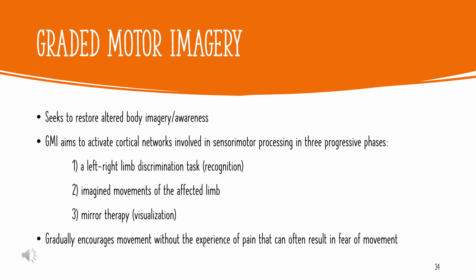The second is imagined movements of the affected limb. This goes back to that mental rotation I was talking about earlier in the presentation. So being able to internally visualize something in a 2D or 3D form. And the third is mirror therapy, which acts on visualization of your affected limb moving without the experience of pain. This process really gradually encourages movement without bringing about that sharp pain that often results in fear of movement. So it can really help a person get over that fear over time and actually begin creating movement patterns again.